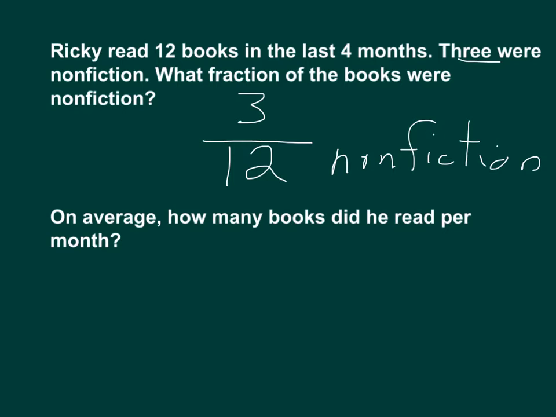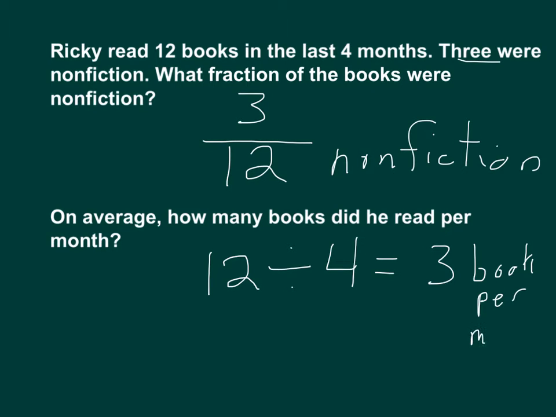On average, how many books did he read per month? Well, he read 12 books in 4 months. So that sounds like a division story to me. So if we took 12 and divided that by 4, if you know your multiplication division facts, boys and girls, you should realize that our answer is 3. And so we averaged reading 3 books per month. Always label your answers.